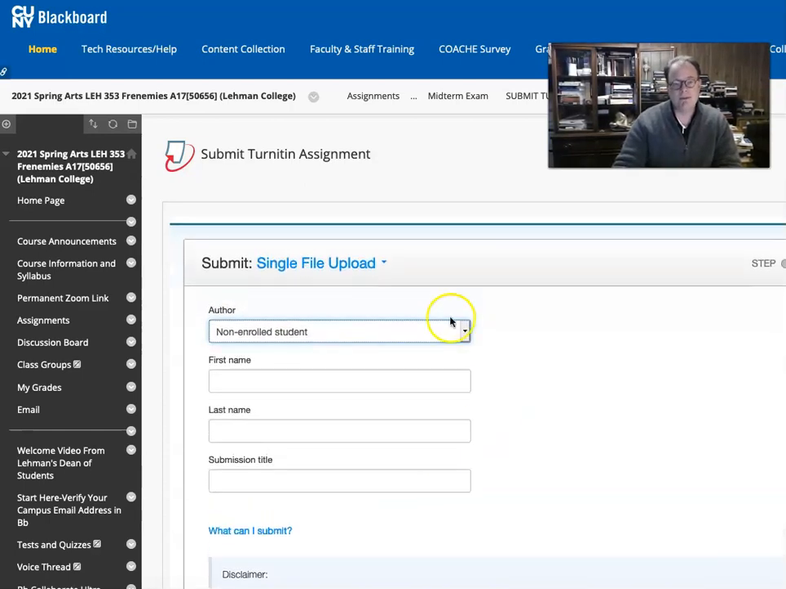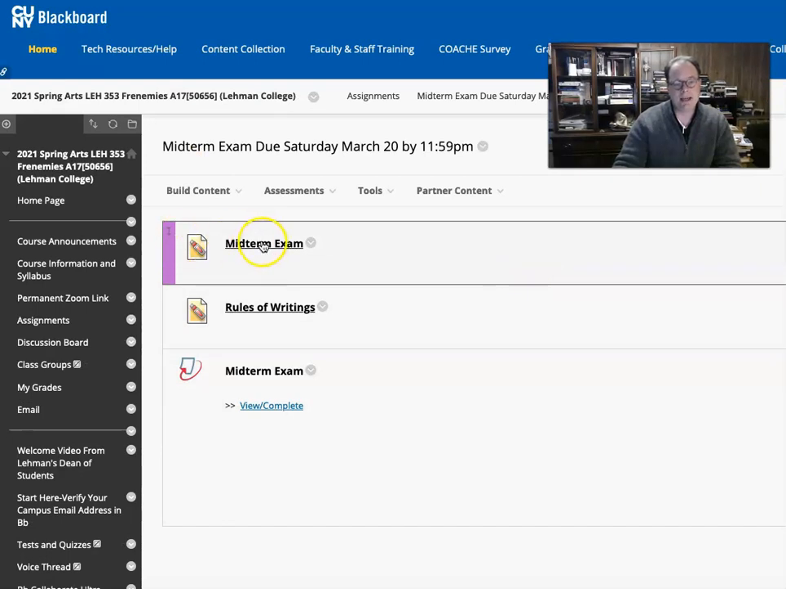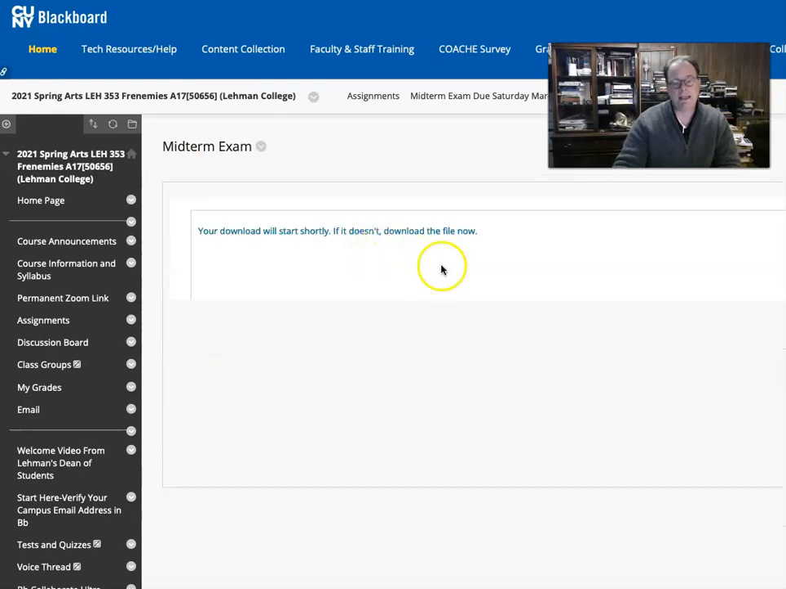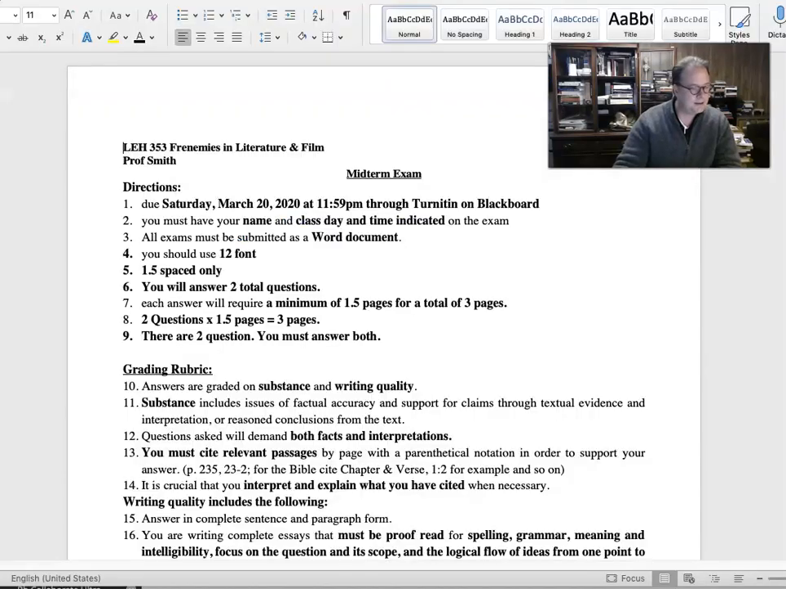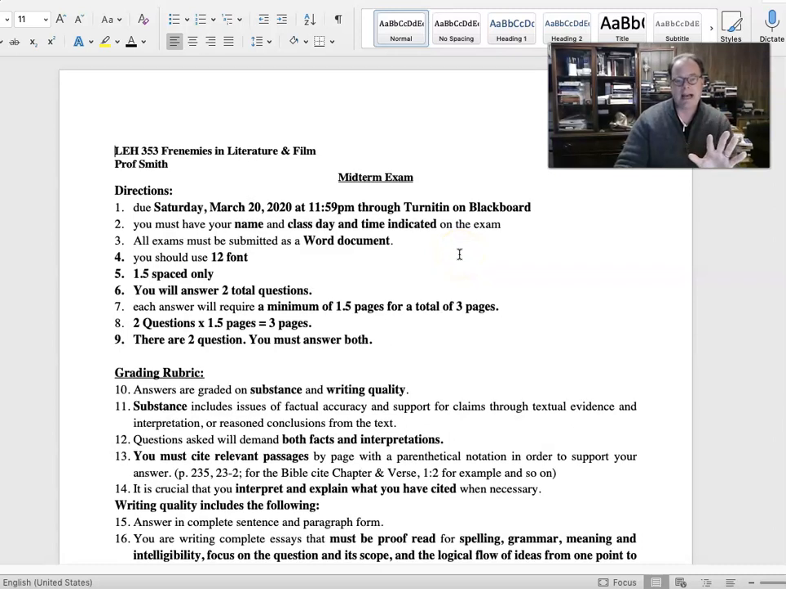Okay, so that's that. Let's click back here, and I will just open up this exam directly. Now remember, this is my Lehman class exam. And here it is. Right, so this first page for both classes is exactly identical. The format of the exams are exactly identical.